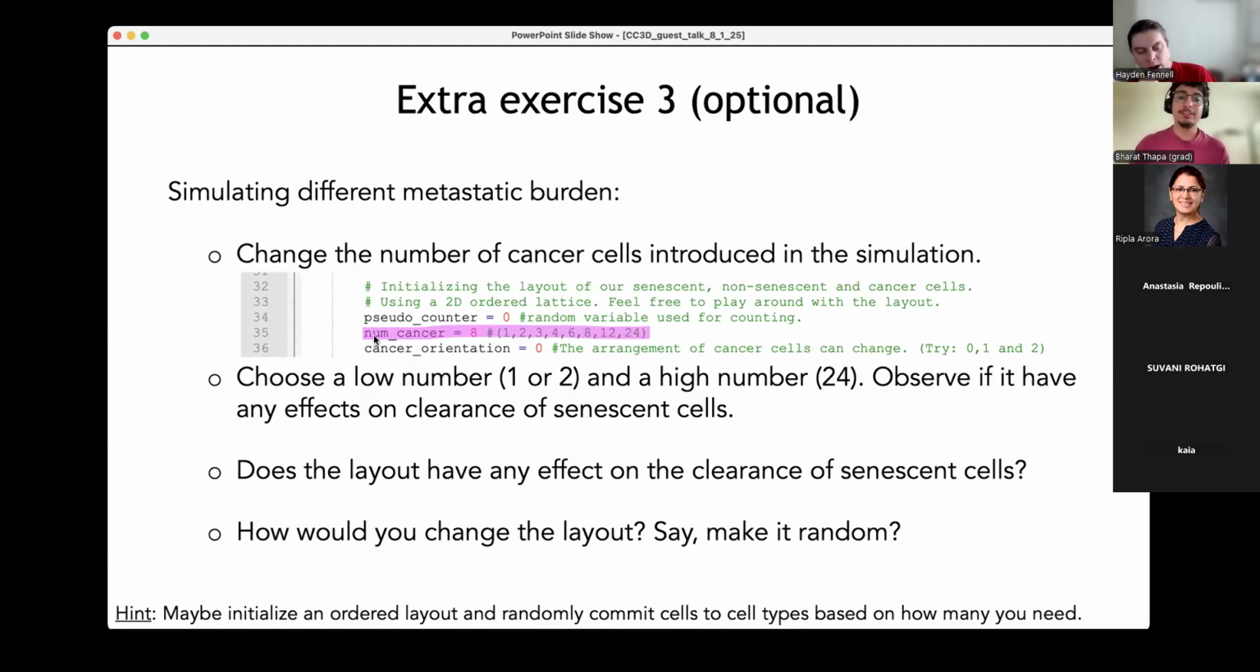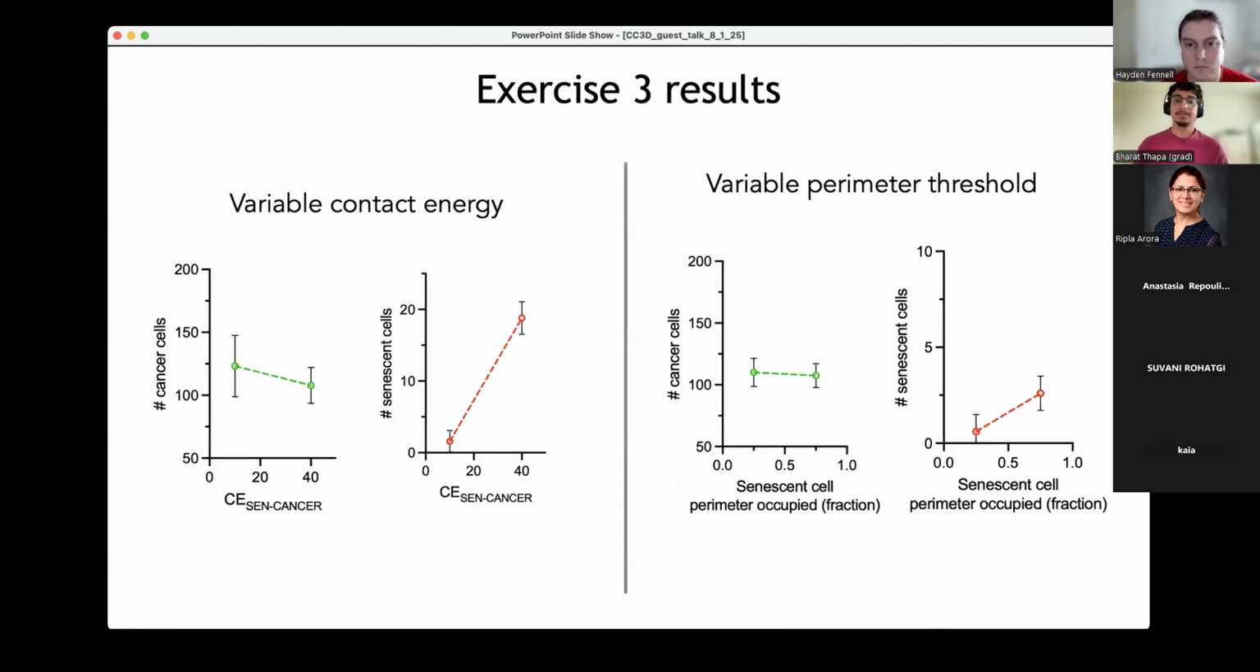You can also have a different amount of cancer titer by changing the number of cancer cells in C. And one of the things you would observe with that is as you increase cancer, clearance happens much earlier and so on. Very intuitive stuff. This was the results I had for changing the contact energy. When contact energy is higher, the number of cancer cells is lower because they're not making enough space for them. And when contact energy is higher, senescent cells number are really high because they can't be cleared. They're getting repelled from cancer and so on.